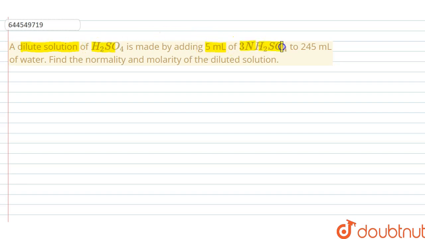Hello students, question is a dilute solution of H2SO4 is made by adding 5 ml of 3 normal H2SO4 to 245 ml of water. Find the normality and molarity of the diluted solution.